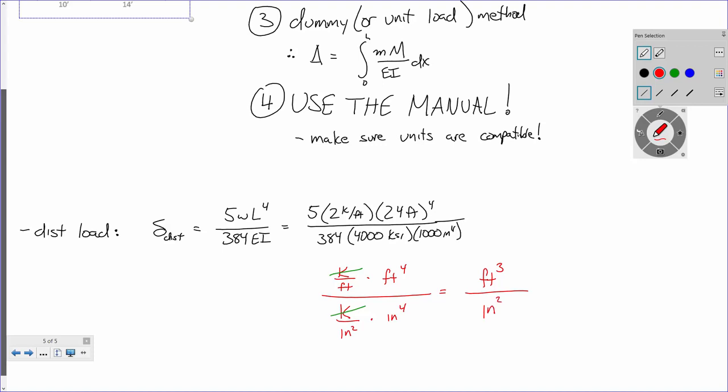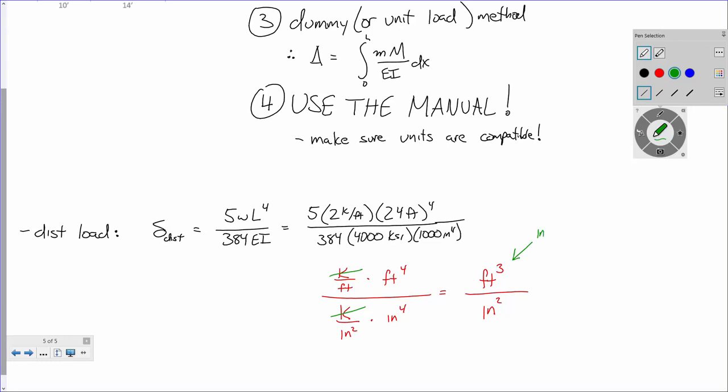Everybody good? Now, this is a deflection, right? So what do I ultimately want this answer to come out in? Inches. So I've got feet cubed over inches squared. Wouldn't it be great if I had inches cubed over inches squared? Because then it would cancel, right? So I need to turn that into inches cubed. And how do I do that?